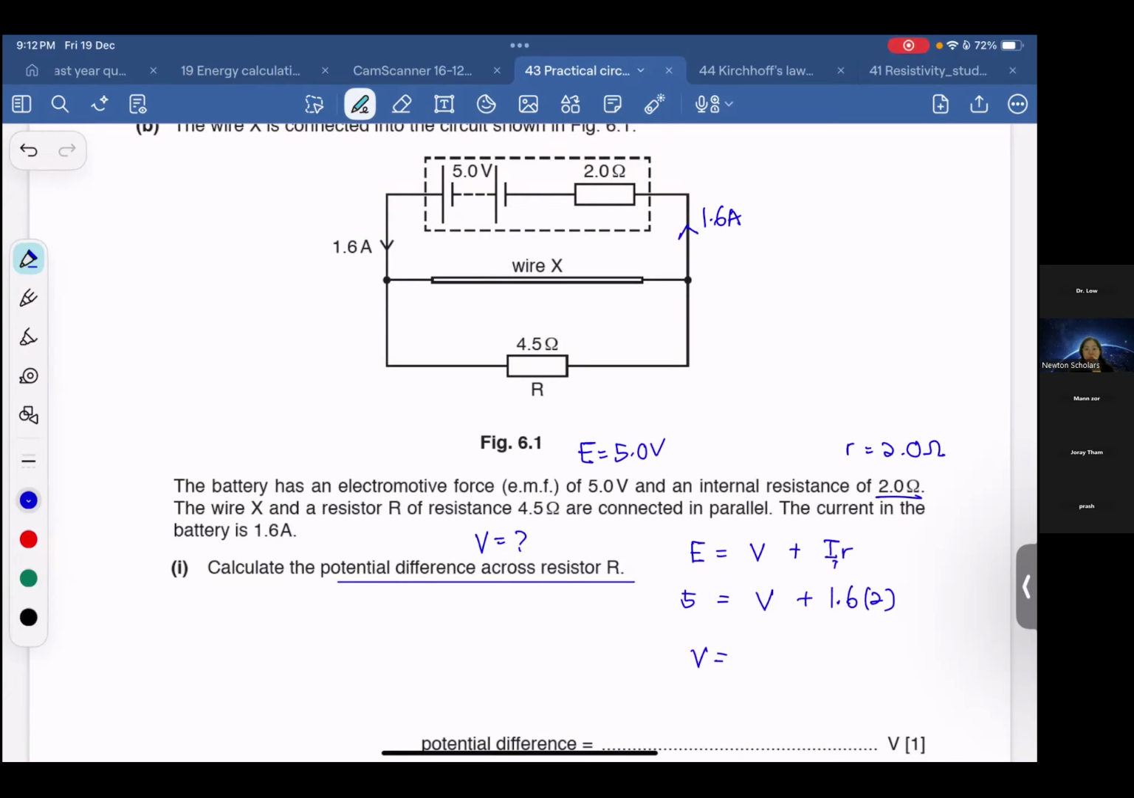Correct, Fatima, correct. Vashini and Fatima can proceed to the next question. How about others? Are you able to get the answer? Our answer should be 1.8 volt. E equals V plus I R. The I is the total current. It's already provided in the diagram, which is 1.6 ampere. EMF is 5, so you can calculate the V.